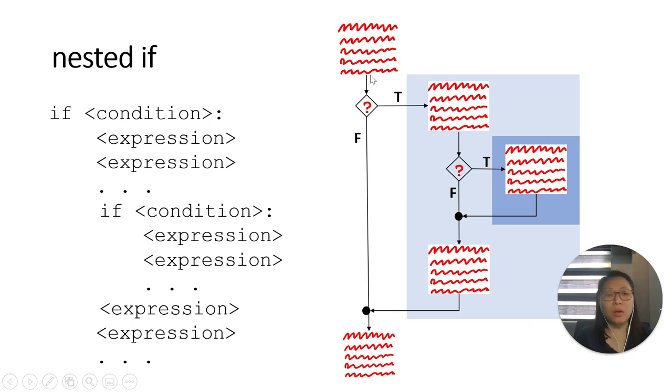Okay, so this is what we call nested if. This construct is actually very powerful. I mean, you can do a lot of things with if-else already.